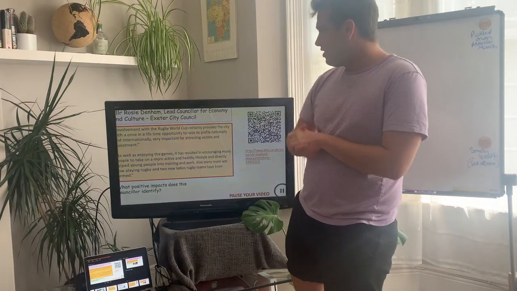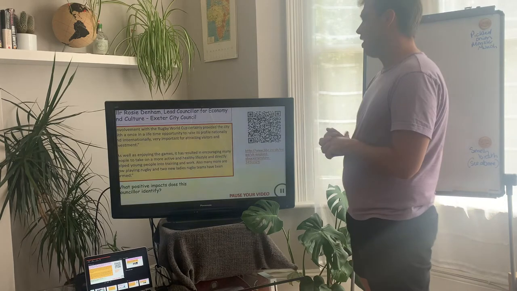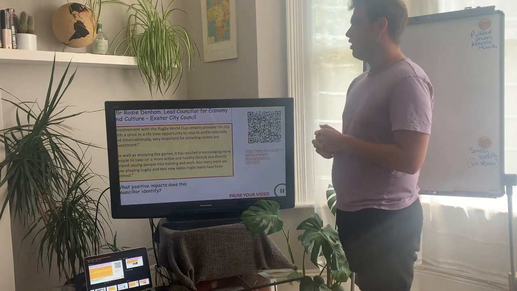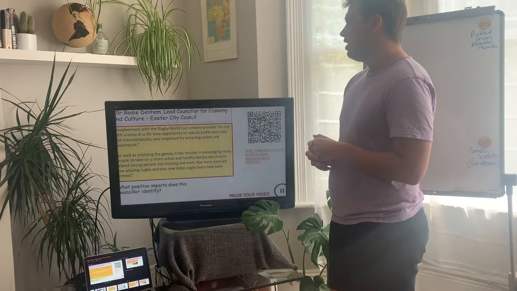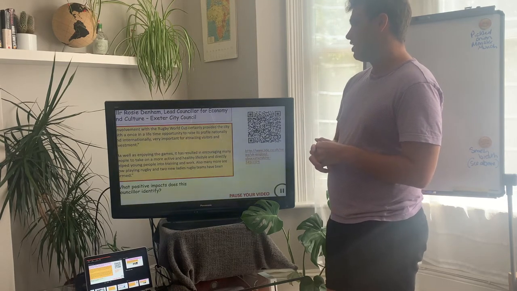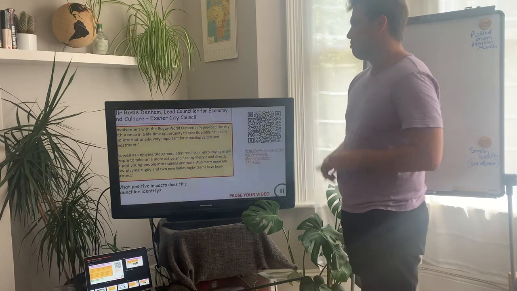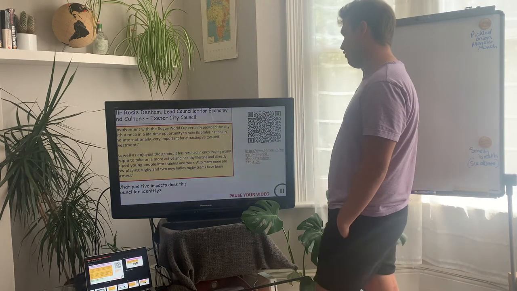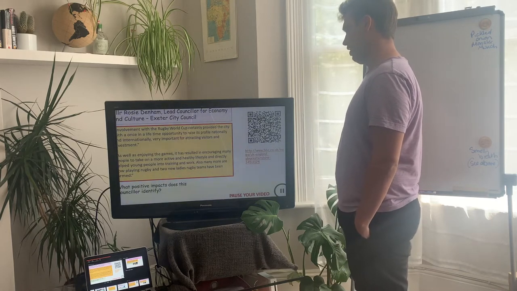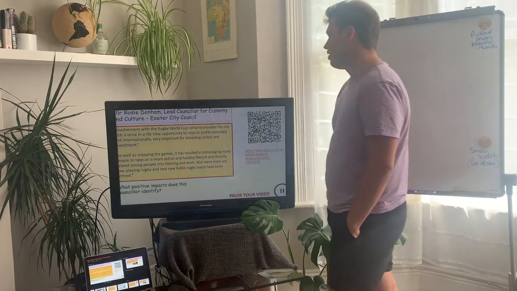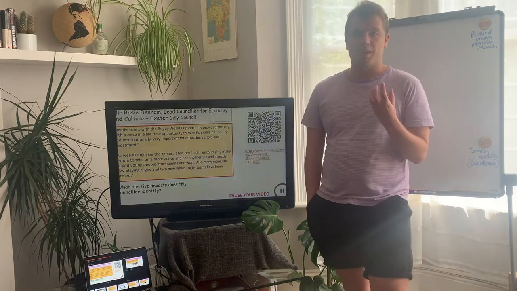But yeah, so here is an extract from the councillor of Exeter who says, "Involvement with the Rugby World Cup certainly provided the city with a once-in-a-lifetime opportunity to raise its profile nationally and internationally. Very important for attracting visitors and investment. As well as enjoying the games, it has resulted in encouraging many people to take on a more active and healthy lifestyle and directly helped young people into training and work. Also, many more are now playing rugby and two new ladies rugby teams have been formed." So that's what's happened in Exeter.